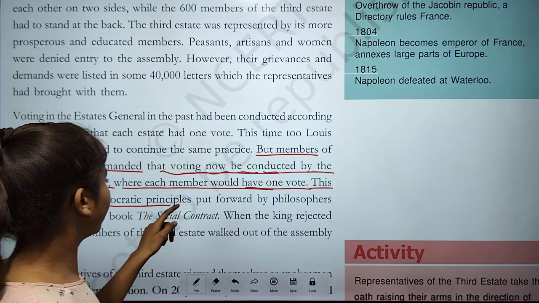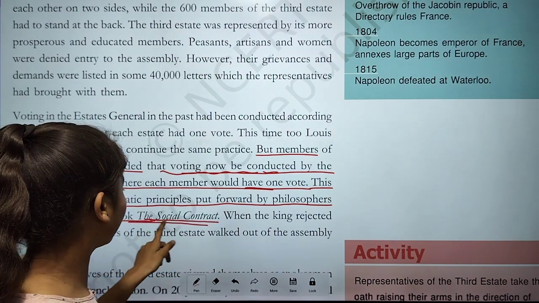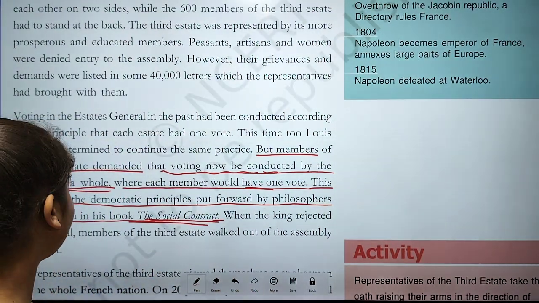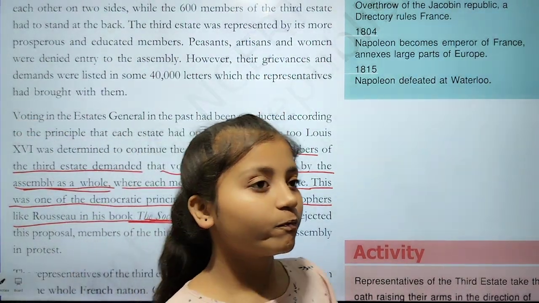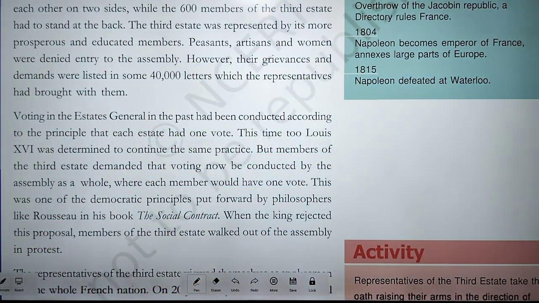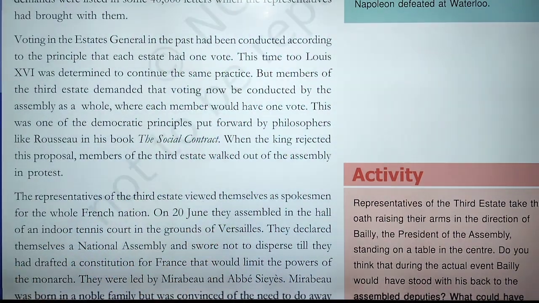This was one of the democratic principles put forward by philosophers like Rousseau in his book, the Social Contract. When the king rejected this proposal, members of the third estate walked out of the assembly in protest. It means they demanded that every person should have one vote, but Louis XVI rejected this demand. So the third estate walked out of the assembly. They boycotted the assembly.